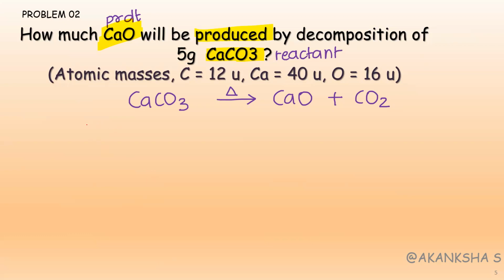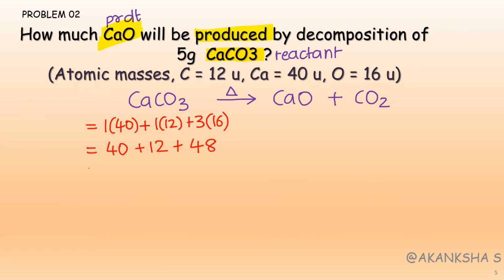Step 2 is finding the molecular weight. How many calciums? 1 calcium. Calcium's atomic mass has been given, it is 40. How many carbons? 1 carbon, so 12. How many oxygens? 3 oxygens, so 3 times 16. So this becomes 40 plus 12 plus 48. 88 plus 12, it becomes 100 grams. So the molecular weight of calcium carbonate is 100 grams.